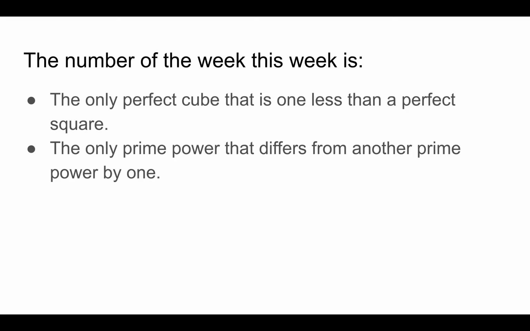Not only that, it's the only prime power that differs from another prime power by exactly 1. So a prime power is a prime number like 7 to a power like 8. So 7 to the 8th is a prime power. And so two prime powers that are only 1 apart.